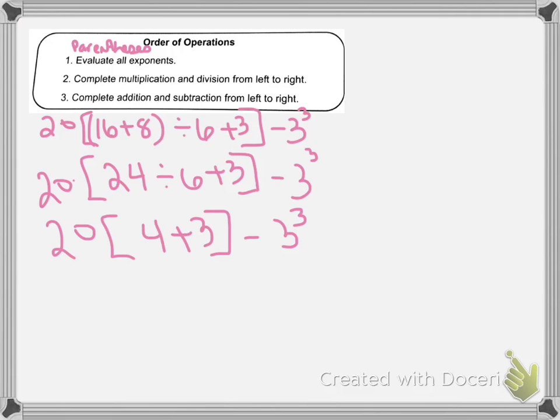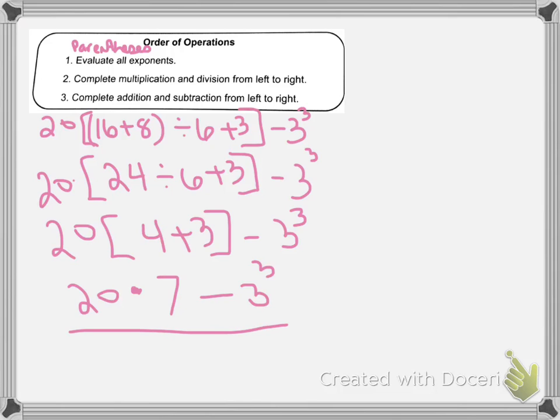Still do this because it's first. We're going to have 20 minus... No, it's multiplied by. Multiplied by 7 minus 3 cubed. Okay. Now we follow the order of operations for this.